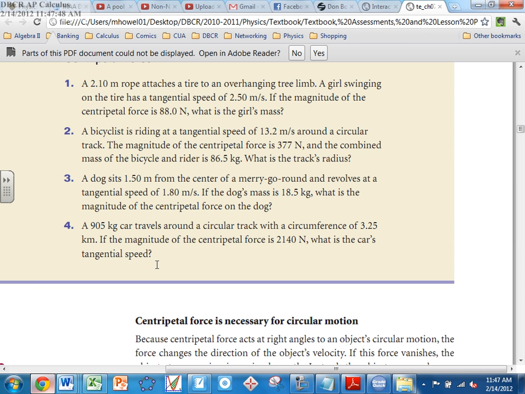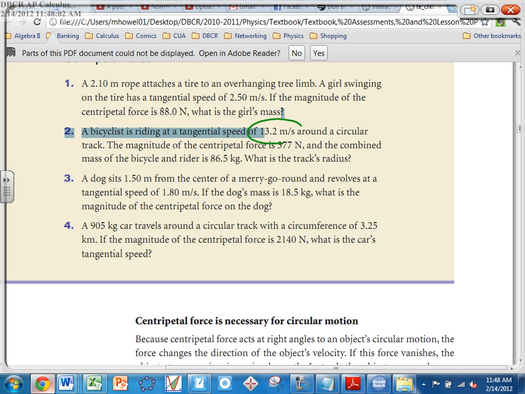So you just know that it's friction because it's moving on the surface. Friction is what's stopping the bike from sliding out of its path. Okay? So here's my velocity, here's my force, here's my mass. Solve for the radius.